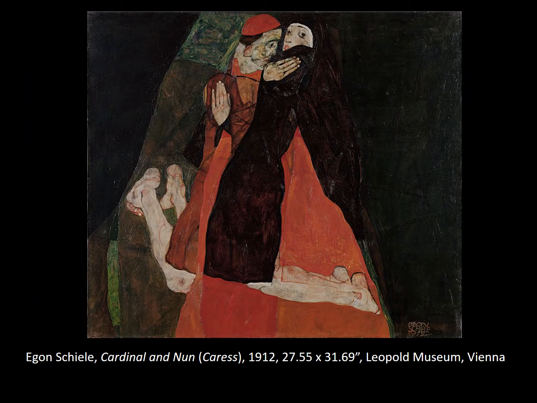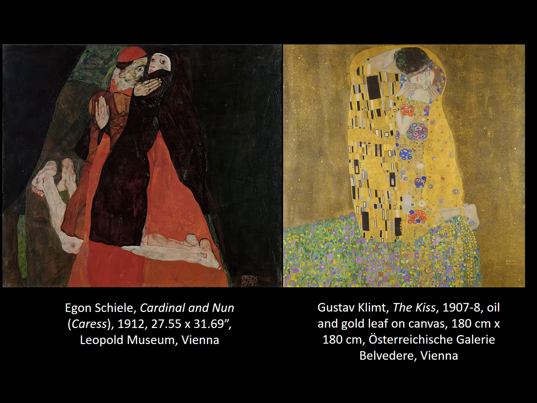Not long after Schiele was released from prison, he painted this picture, which is originally titled Caress by him, or Embrace, but now we know it simply as The Cardinal and Nun. And it's actually based on a sort of self-portrait image along with his lover, not his wife, but his lover, who was a woman named Wally. And of course, you probably can see the reference.